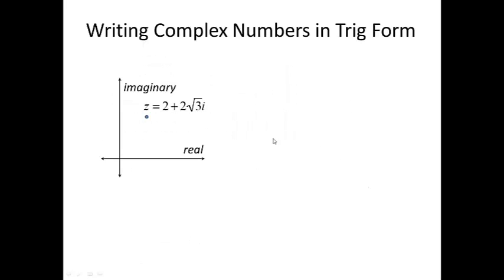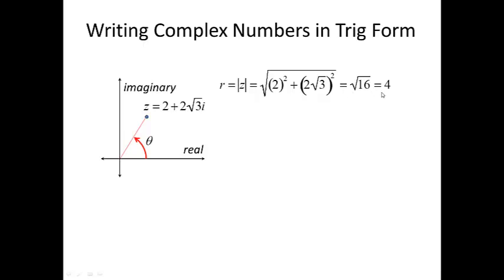Now if we want to write this in trig form, we have this point here. First, we have to find the absolute value. So the absolute value is going to be 2 squared plus 2 rad 3 squared. 2 times 2 is 4. 2 times rad 3 times 2 times rad 3 is 4 times rad 9, which is 4 times 3, which is 12. 12 plus 4 is 16. Taking the square root, I get 4.